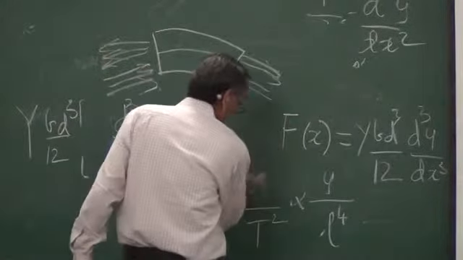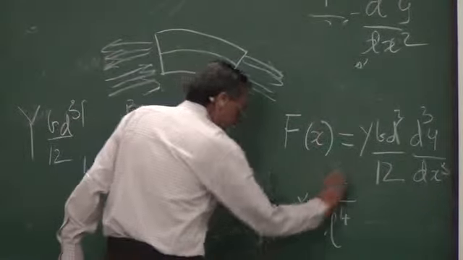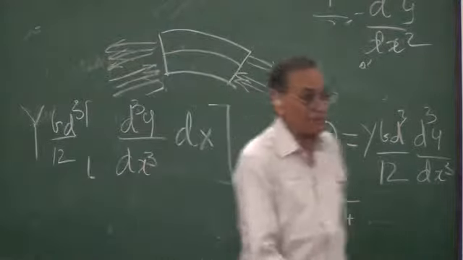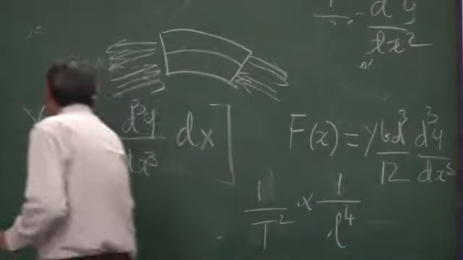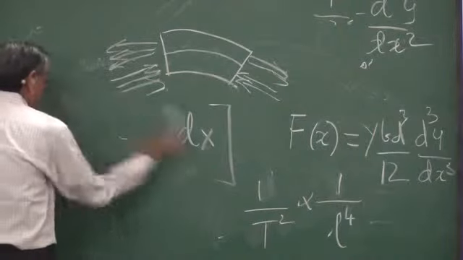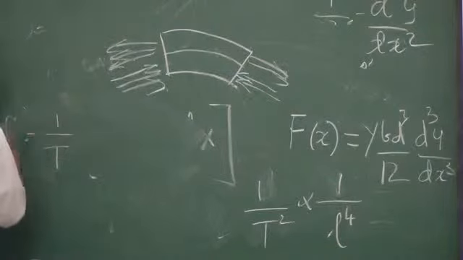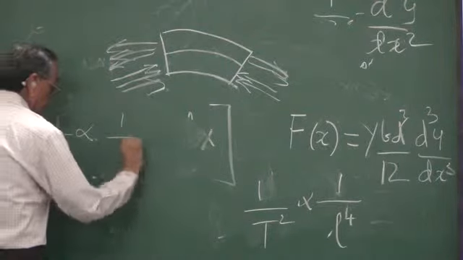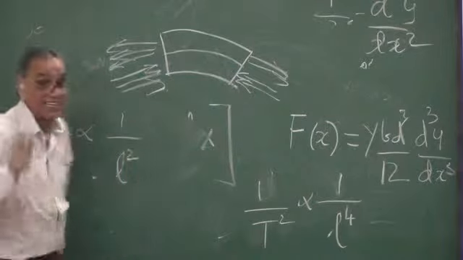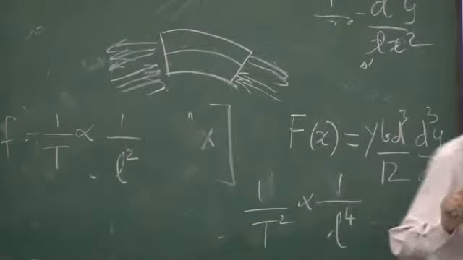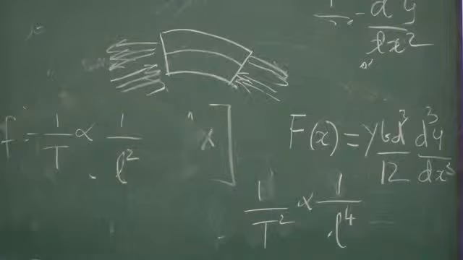So you will see that 1 by T square will be proportional to 1 by L power 4, or the frequency, which is 1 by T, will be proportional to 1 by the square of the length of the bar. For a sonometer wire, frequency is inversely proportional to the length. Here it is inversely proportional to the square of the length. You will verify this fact.